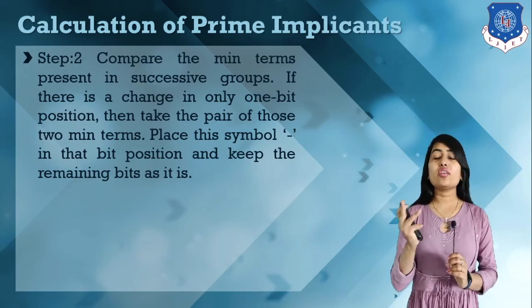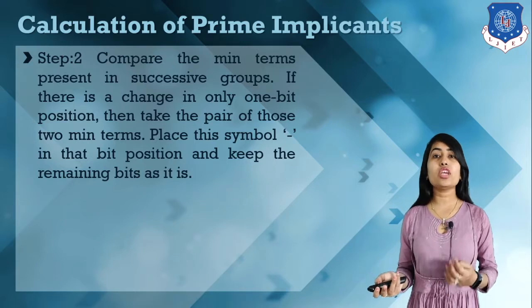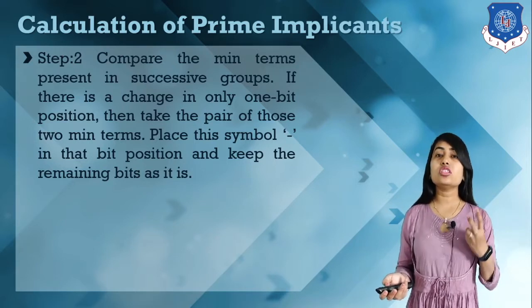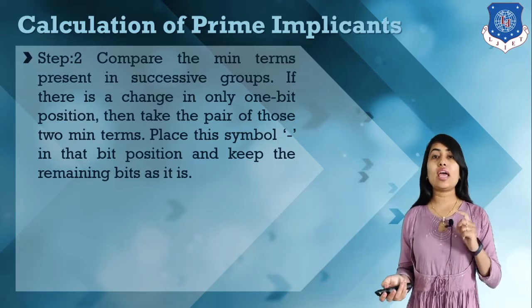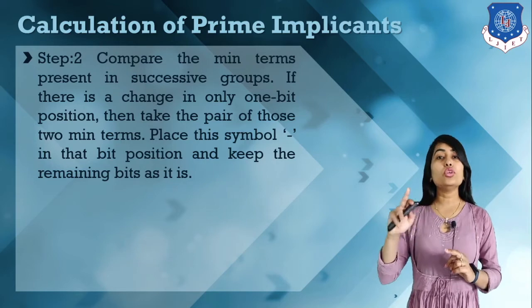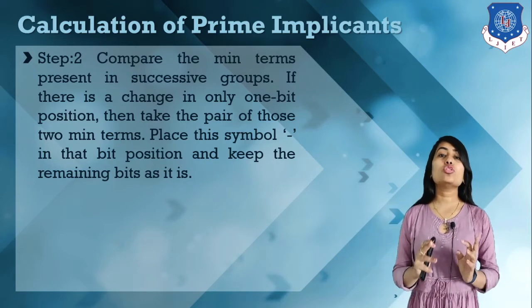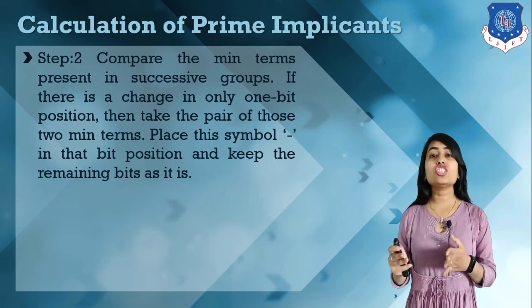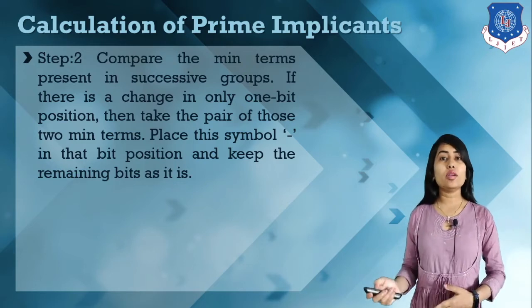Okay, and the remaining bits are the same. For example, if we compare 4 bits, it is necessary that in both terms 3 bits are equal and 1 bit differs. So whenever 1 bit differs, we have to put a dash over there. Okay, so step number 2: compare and combine the terms which differ by only 1 bit.